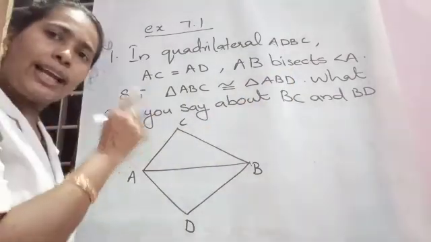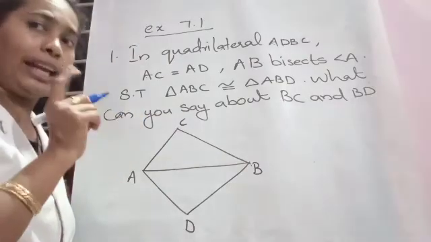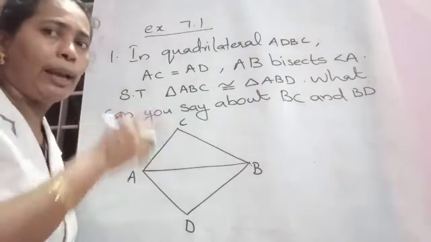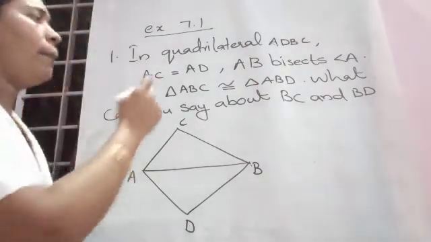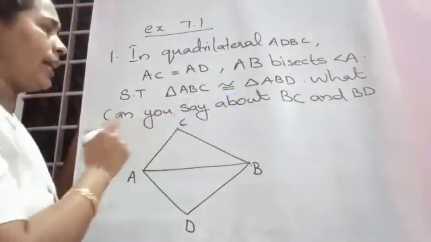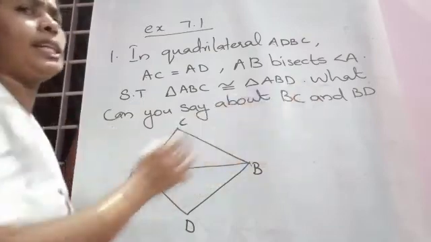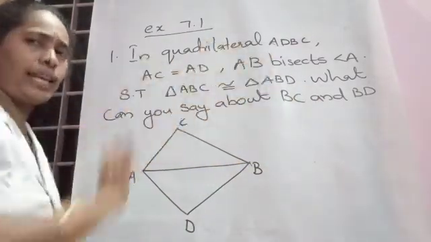So one side, one angle we already got. Which one do we need? Either one side or one angle. Then ASA or SAS will come. So we have to find out from the figure. After congruency, they ask you what can you say about BC and BD. So let us prove the congruency, then we can say about the same.